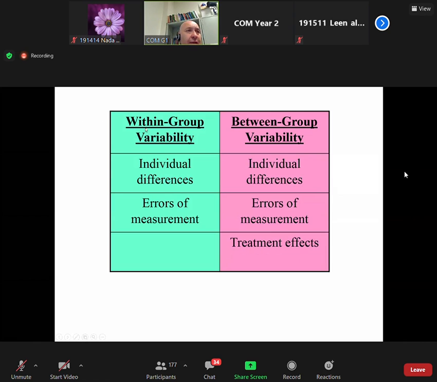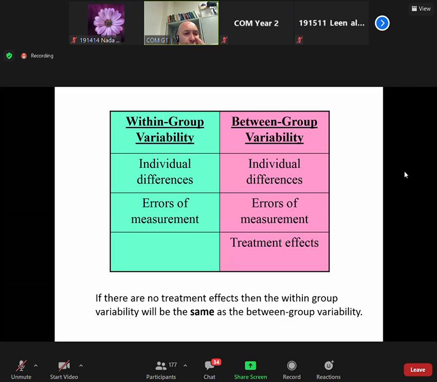So just looking at these together, we've got the within group variability, which is how the data points within each group vary in the three groups. And then we've got the between group variability, which is how the three means differ from each other. How variable are they? Now, if there are no treatment effects, if the null hypothesis is true, then this disappears in the between group variability. This is 0, okay? And that means that we should then be left with two estimates for variability which are the same because they're looking at the same things: individual differences and errors of measurement.